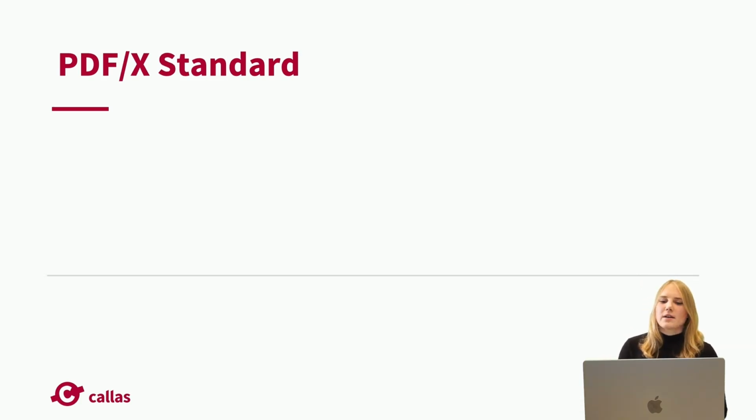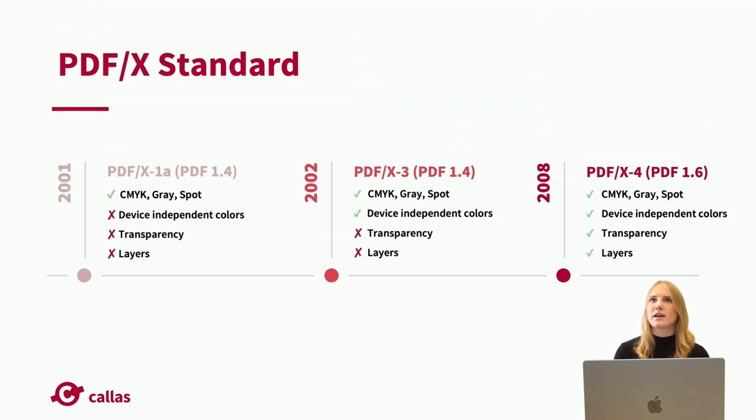Over time, several versions of the PDF/X standard have been introduced to keep up with the evolving demands of the printing industry. The most common versions are PDF/X-1a, PDF/X-3, and PDF/X-4. This is of course not a complete list of all available PDF/X standards, but these three are really used in practice. Each of these versions has different rules on what they allow and what they don't allow in a PDF file.